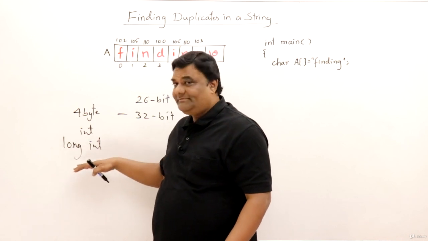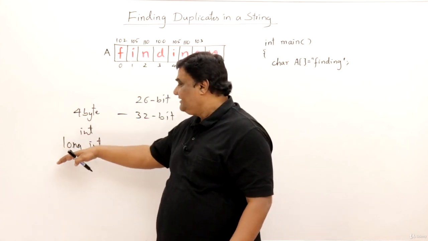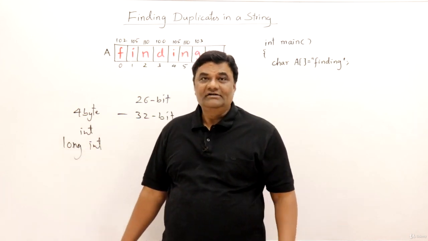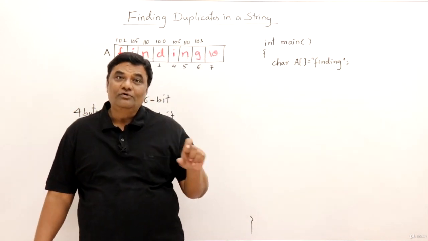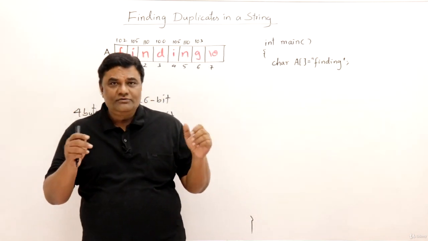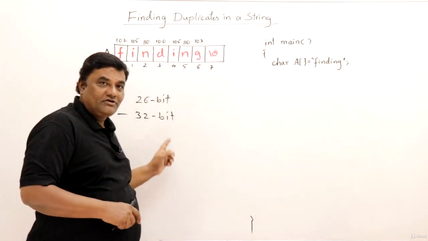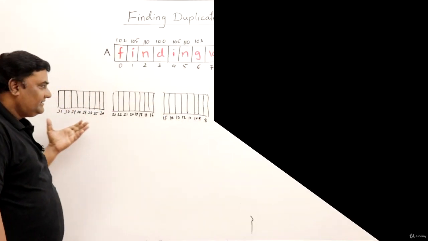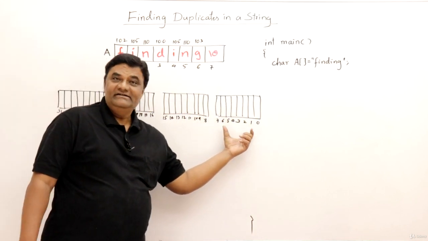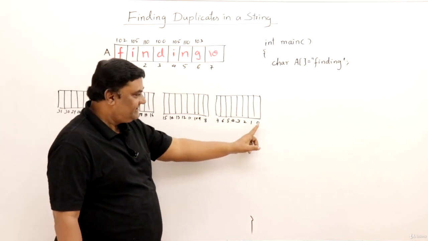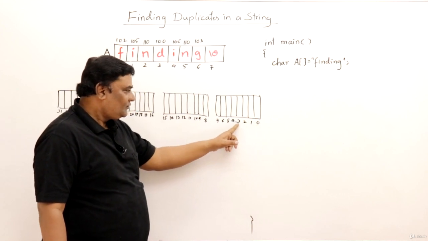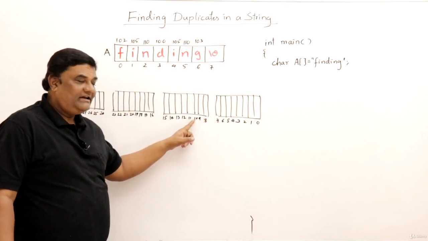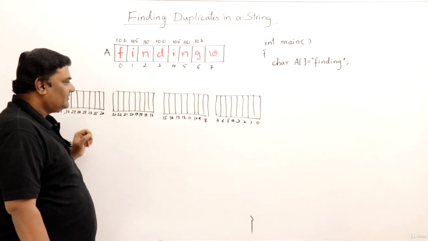As per my assumption, I am taking long int, which is 4 bytes. Now what to do with those 4 bytes? First of all, I will draw the 4 bytes, then we will discuss. Here I have 4 bytes. This is the least significant byte, and this is the least significant bit, 0 to 7. Then the next byte is 8 to 15 and so on.